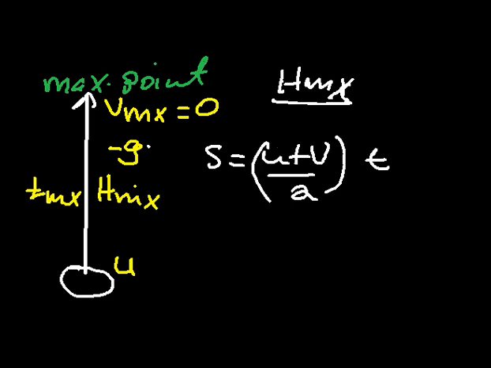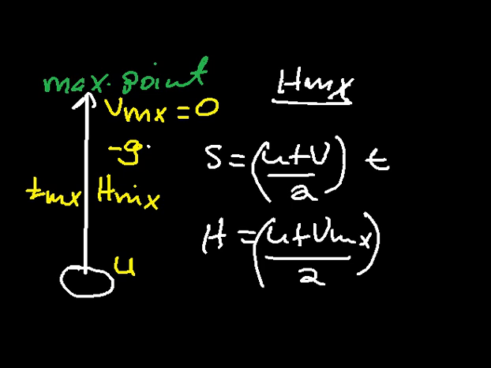Now in free fall motion, we'll have h, which is the displacement, given as (u plus v max) over 2 times t. What is this t? This t is t max, the time it takes for the object to go from the level ground up to the maximum point. So this formula also helps us to find the maximum height attained by the object.